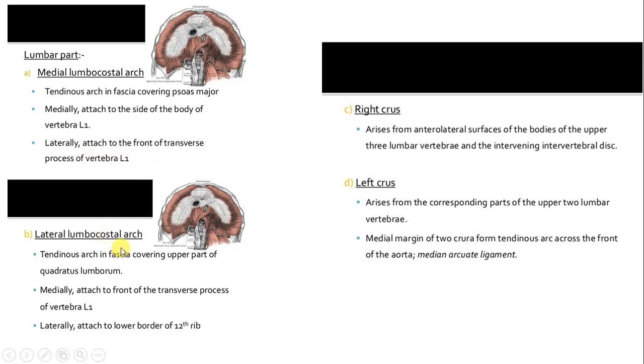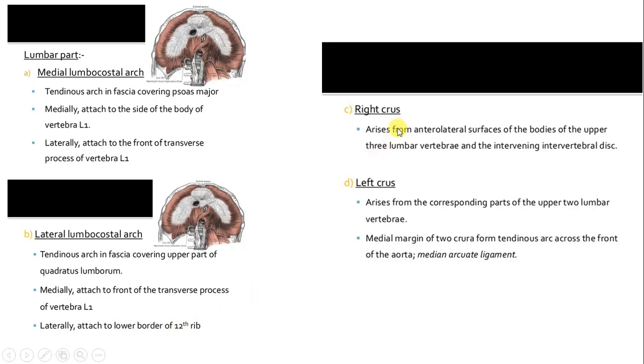Then the lateral lumbocostal arch is a tendinous arch in the fascia covering the upper part of the quadratus lumborum, medially attached to the front of the transverse process of L1 vertebra, laterally attached to the lower border of the 12th rib.